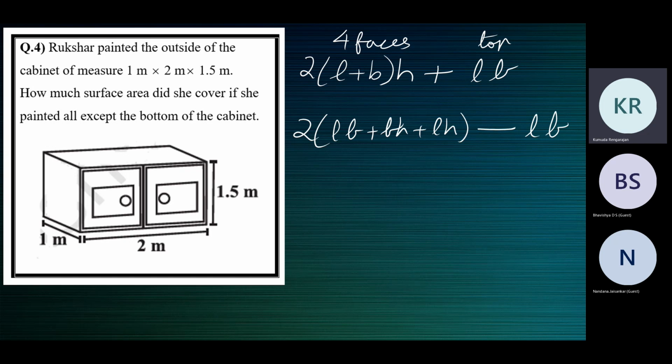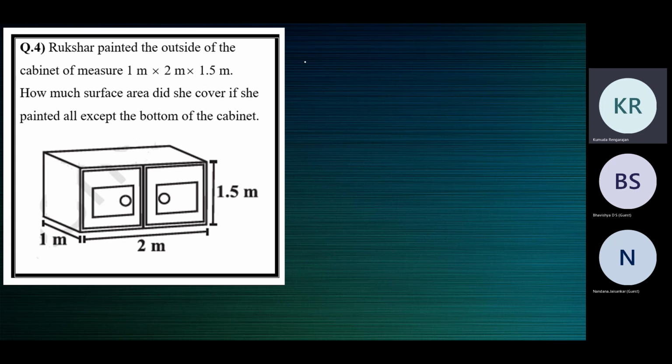Yes or no, children? Yes, ma'am. Okay, so what you can do is, you should find all the area except the area of the bottom. So find the area of all the 6 faces, 2 of LB plus BH plus LH. This is the area of all the 6 faces.